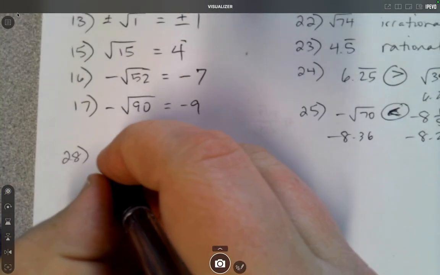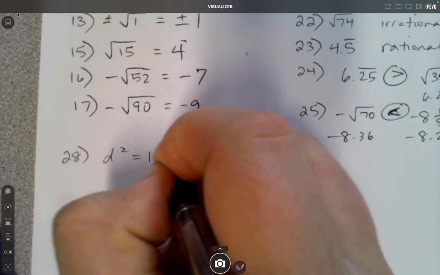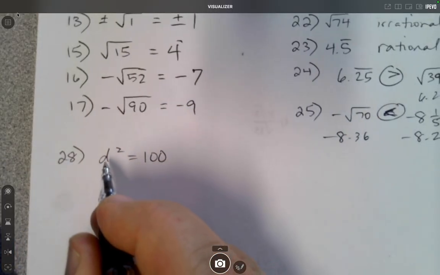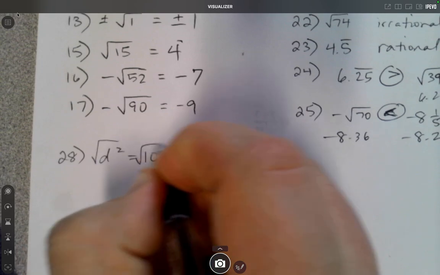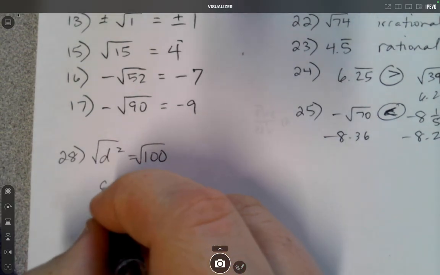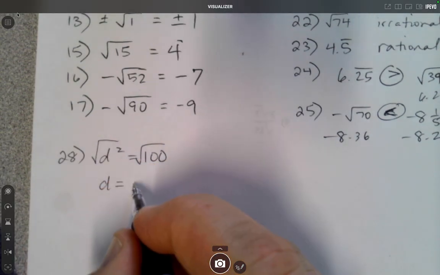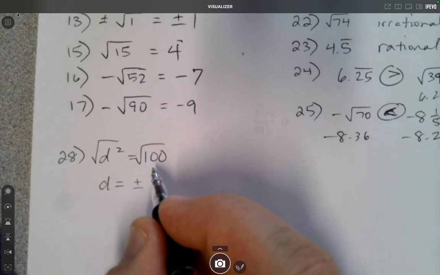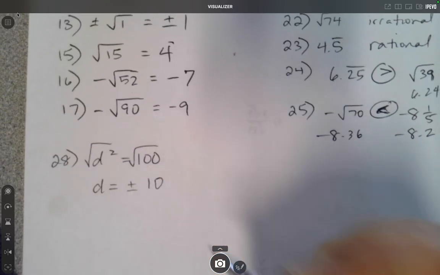Okay, 28, we are solving for D. So to get rid of the squared, we have to take the square root. And whenever you take a square root of a variable, you have to put plus or minus in front. And the square root of 100 is 10.